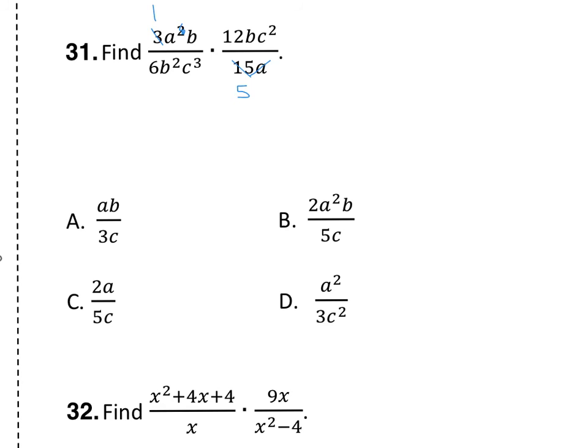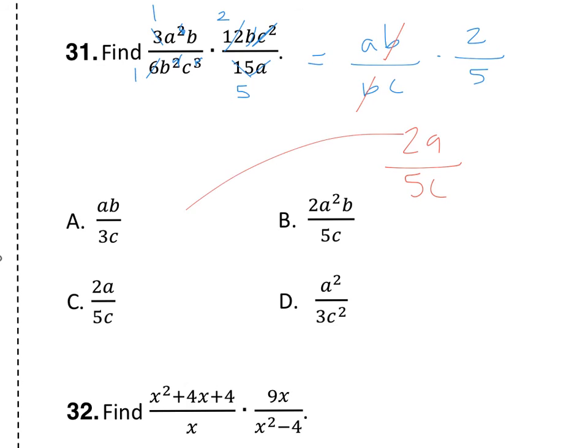With the 6b squared c cubed and 12bc squared, I'm going to take out a 6, take out a b, and take out two c's. So what I'm left with is ab over bc times 2 over 5. And I'm going to continue to take out a b here and here. So now I have 1 times 2, which is 2a, over c times 5, which is 5c, which would be here letter C.